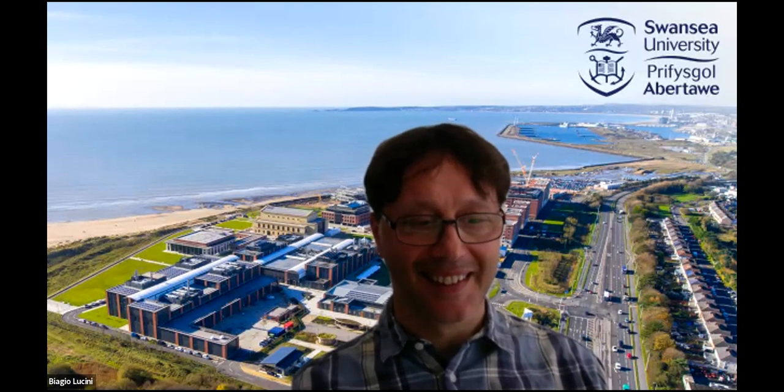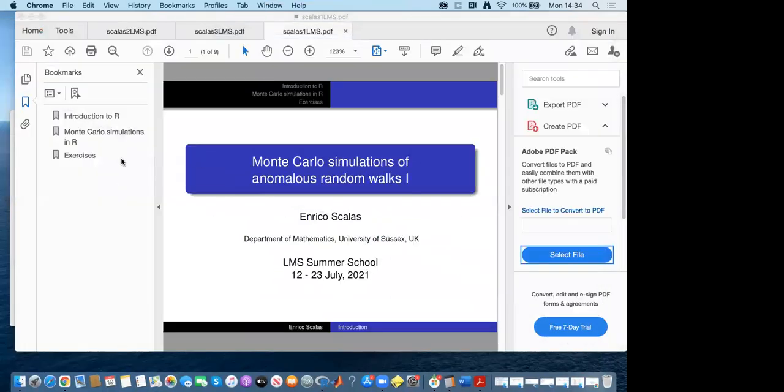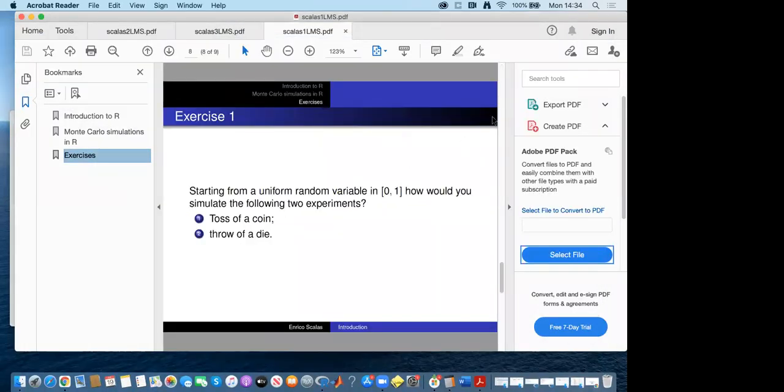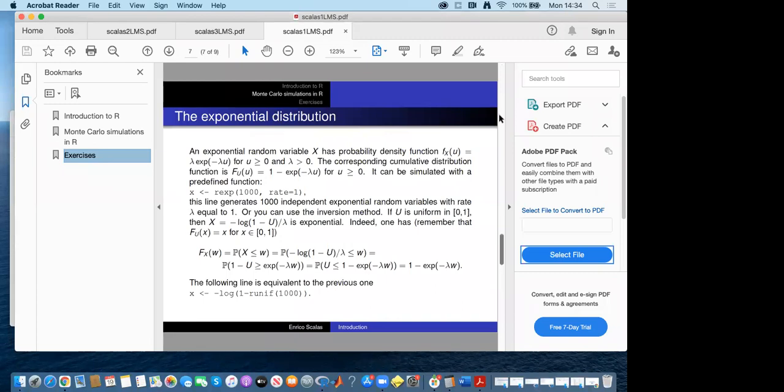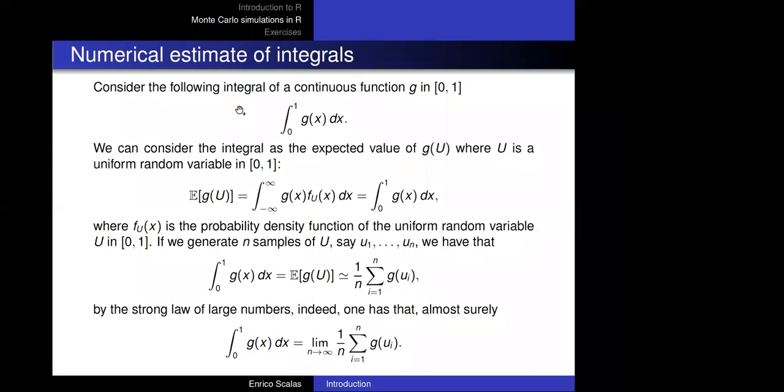And I will now try to share the screen as I did before. Yes, so now you should be able to see my screen. And we go to the presentation and we make it full screen. Okay, so as you see, I corrected this part here. And I noticed also a couple of other misprints in the next part.